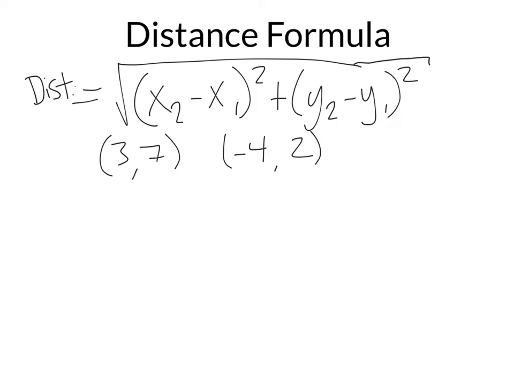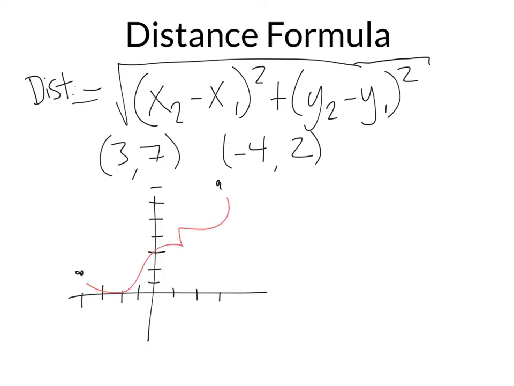Okay, let's plot these so we can see about where they are on our xy coordinate plane. So (-4, 2) would be 1, 2, 3, 4 to the left, then 1, 2, something over here. And then we have (3, 7): 1, 2, 3 in the x direction, 3, 4, 5, 6, 7 up, somewhere up here. So we're trying to find the distance between these two points, right? Okay, well, we can use our formula to do so.